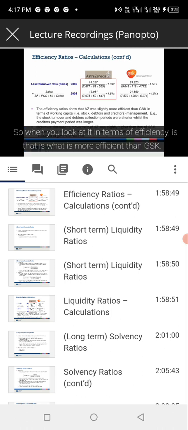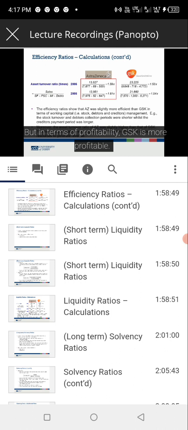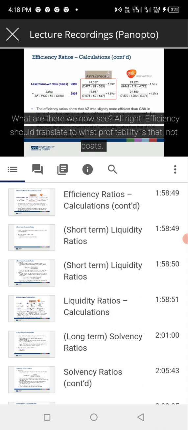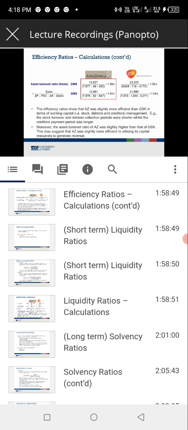So, when you look at it, in terms of efficiency, AZ is what? It's more efficient than GSK. But in terms of profitability, GSK is more profitable. Ordinarily, we now say, all right, efficiency should translate to what? Profitability. Is that not? But a lot of things go into the calculation of profitability. All right? We'll talk about that later. Profitability, you need to factor in some things.